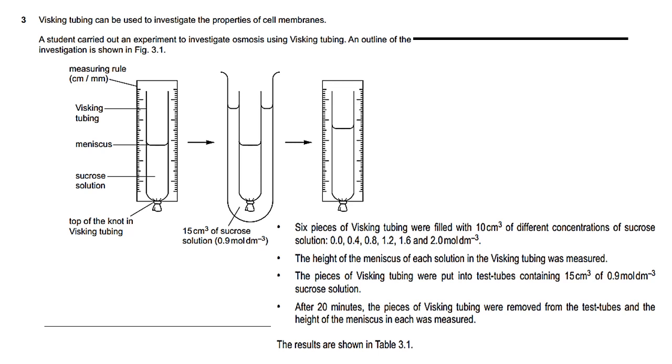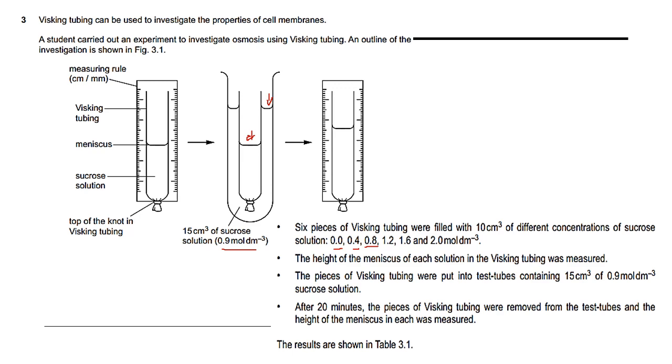So again, just to point out what that is saying to you: you start off with this. This is your Visking tubing over here. You put in different concentrations. As you can see, 0 means there is nothing there, just water. So just water, or you could put in 0.4, 0.8, whatever. And then you take that Visking tube and you put it into a test tube. And in that test tube, you have 0.9 mole per dm cubed of sucrose. And after 20 minutes, you then measure what has happened between the sucrose on the outside and the sucrose on the inside of the Visking tube.